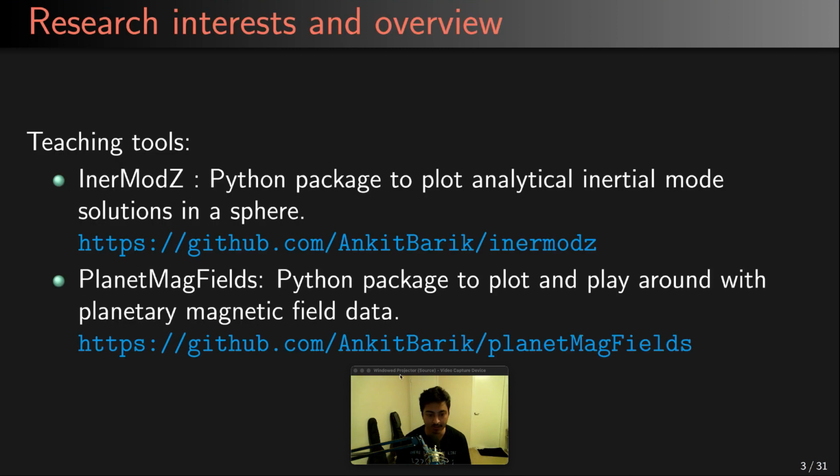All right. Besides these, I have also written a couple of teaching tools. The first one is called InnerModZ. I don't know why I put the Z there, but it's a Python package to plot analytical inertial mode solutions in a full sphere. And the second one is called Planet MagFields. It's a Python package where I took the magnetic field data of all the planets in our solar system that have an active dynamo, put them all in one place, and written a package where you can play around with that data and visualize it, even in 3D, extrapolate potential, and so on and so forth.